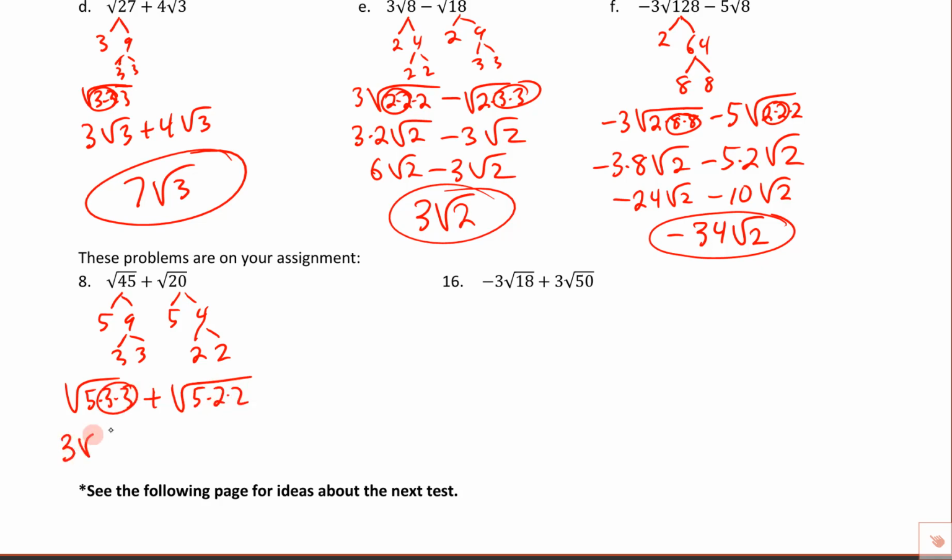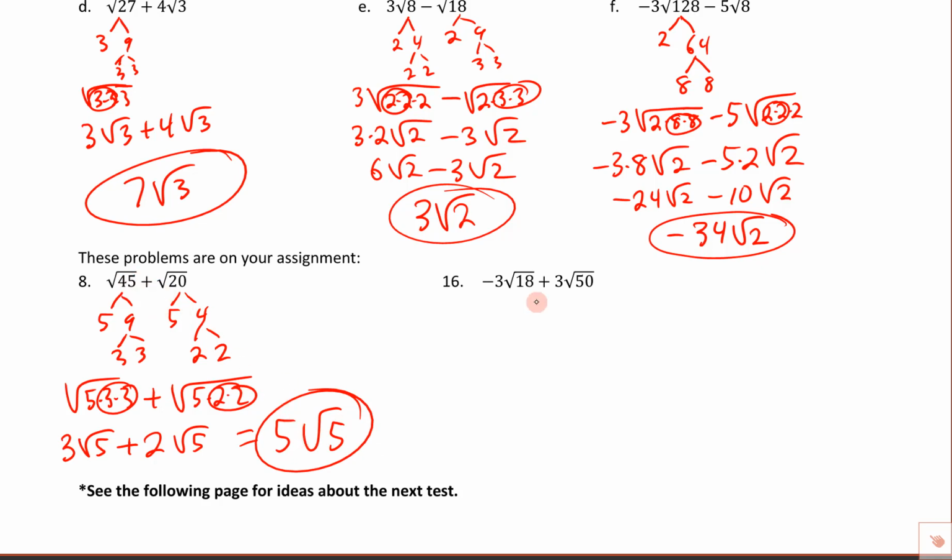A pair of 3's with a 5 on the outside. On the inside, pair of 2's, so that's going to be a 2 on the outside with a 5 stuck on the inside. So I have 3 radical 5's plus another 2 radical 5's. So altogether that is 5 radical 5. Definitely a lot simpler looking than that right there.